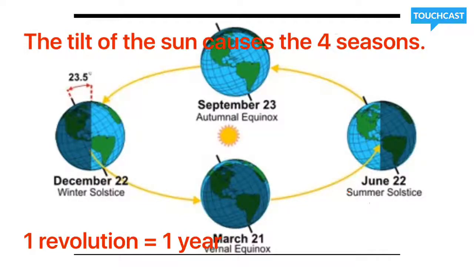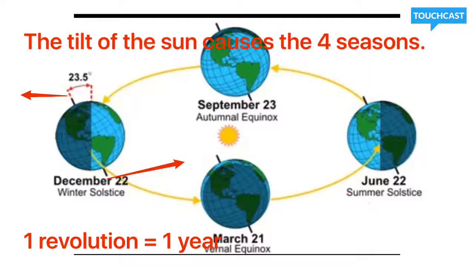If you look here, during winter, the northern hemisphere is being tilted away from the Sun. That's going to make it have less direct sunlight. However, the southern hemisphere is being tilted towards the Sun. That's going to cause it to have summer. Now, right here, the next stage would be spring. And if you notice, the Sun is shining evenly on both sides of the Earth.